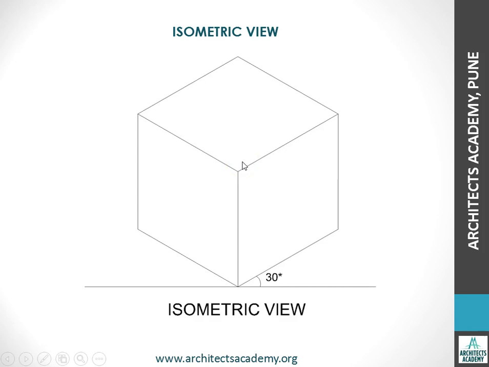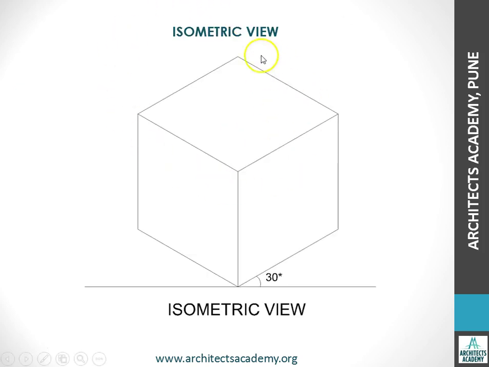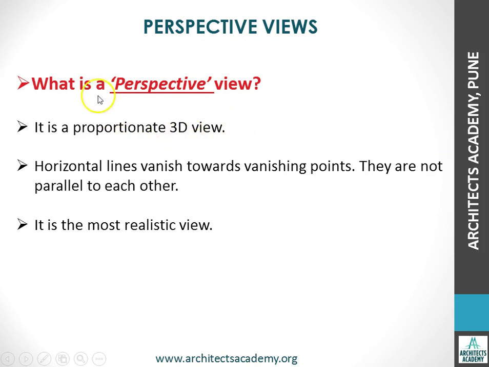Now you know that architects normally deal with large objects like buildings. So we don't see objects like we are seeing here in isometric view. But in actual reality, in a perspective view, the horizontal lines vanish towards a vanishing point and they are not parallel to each other. So we don't see the horizontal lines parallel to each other. And therefore, when we draw a perspective view, we always have a vanishing point. And this vanishing point is the point where the horizontal lines will vanish.